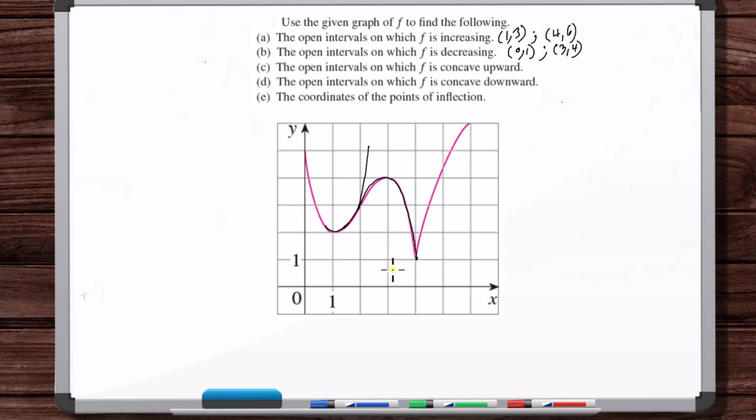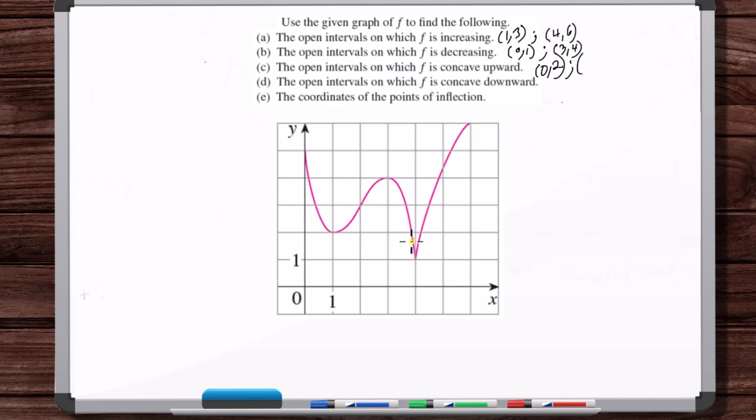Here, it's concave down. It could switch to concave up here, but it doesn't. So you've got concave up from 0 to 3. No, that's not right. From 0 to 2. From 0 to 2, it's concave up, and then it's concave down the rest of the way.